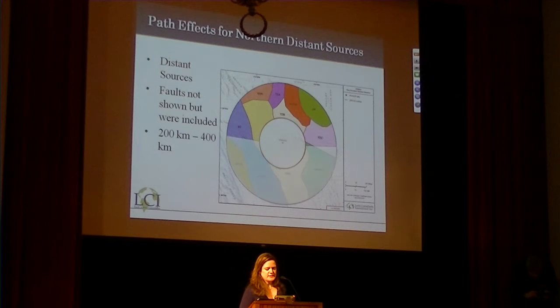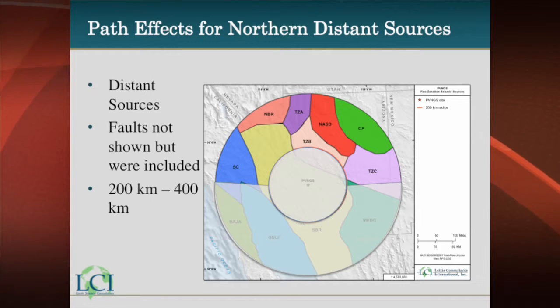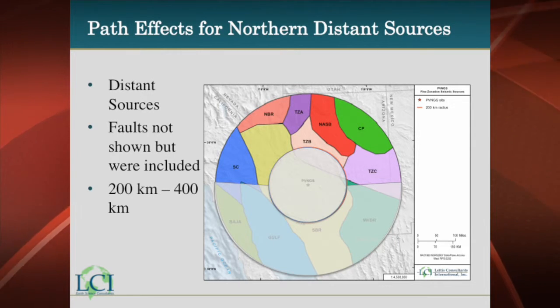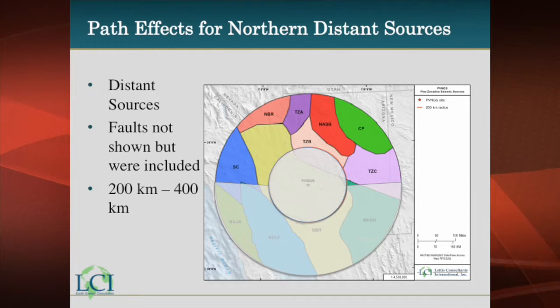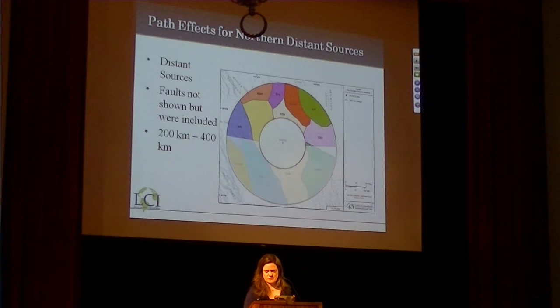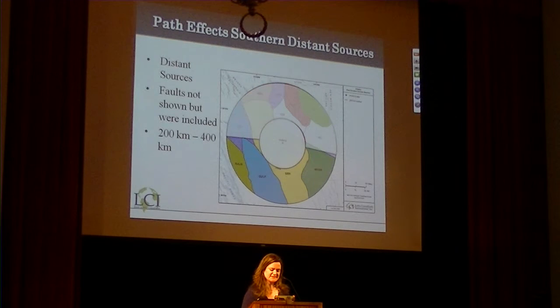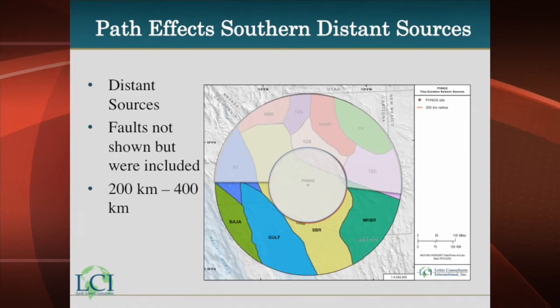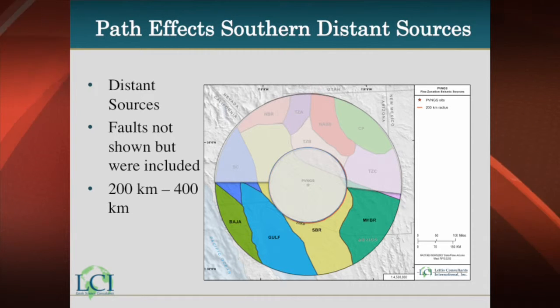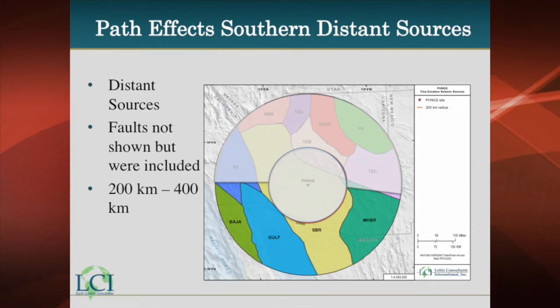For path effects, we only looked at distant sources, and we broke it up into the northern section shown here. Like I said, faults are not shown here, but were included. And so we looked at how the GMPEs contributed to the hazard just for those northern sources shown, including faults. For the southern distant sources, we did the same, and we looked at those sources highlighted here.